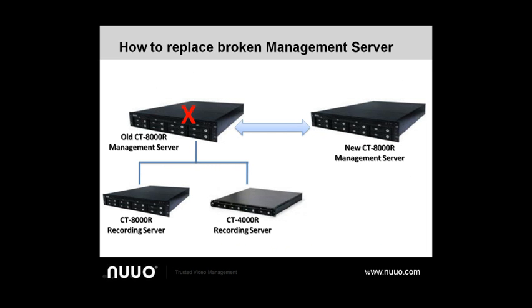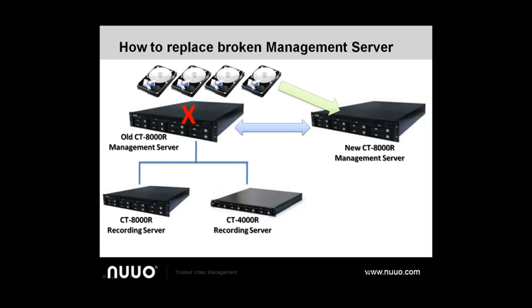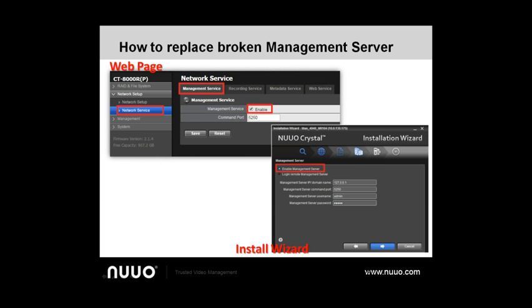After shutting down the old measurement server, please move all volumes from the old measurement server to the new measurement server. Then turn on the new measurement server with the power button. First, we need to enable the measurement service via the new measurement server's web page, or you can enable it with the install wizard. After enabling the measurement service, please also make sure you have assigned the same IP address as the old measurement server.